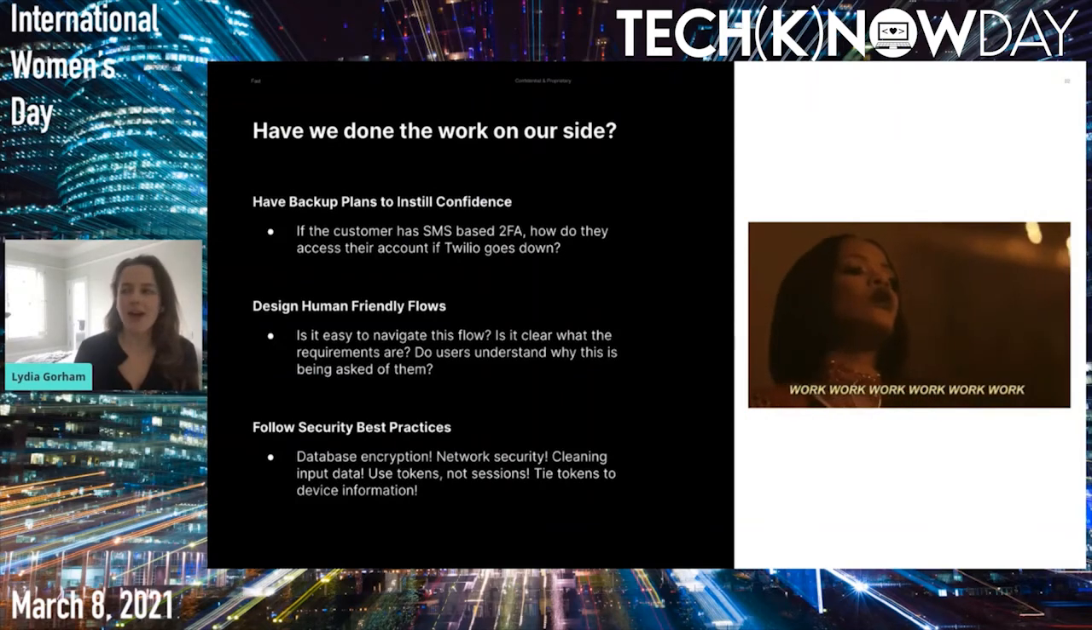And then also, I think doing the work to make sure that your users are as safe as possible if they are adopting these additional security measures. So for example, have backup plans in terms of the types of secondary auth you might be using. If the customer has SMS-based 2FA turned on and you have a dependency on Twilio to send those text messages, what does the customer do if Twilio is down? These should be very well thought through before you ask users to take on this additional friction. You need to do the work first.